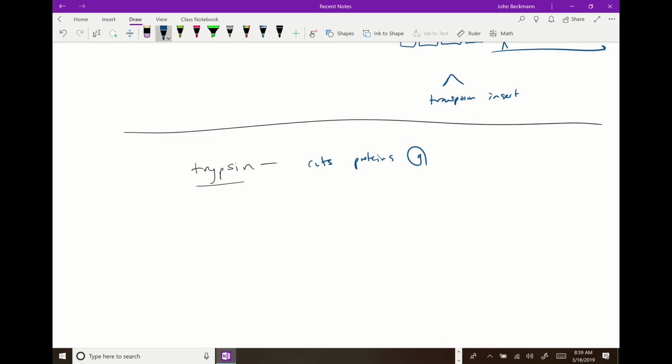You should memorize this because it's used in molecular biology and it's important in every single organism. Yeah, trypsin cuts at lysine and arginine. Cuts at positive, these are the positive. That's correct. Cuts at lysine and arginine amino acids.